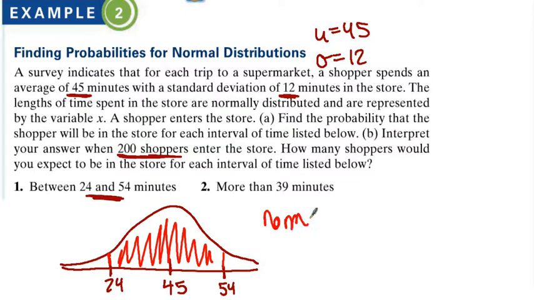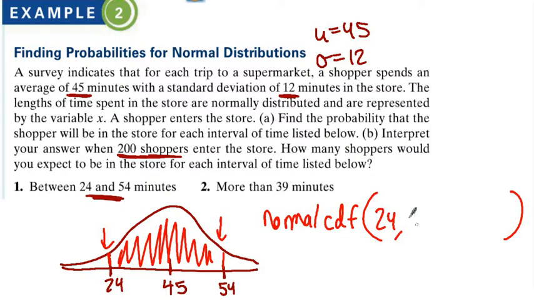So let's go to normal CDF, and we will put in our lower boundary, which will be 24. Our upper boundary is going to be 54. Remember, we don't want to put 0 and 1 for these anymore, because that's when we're using z-scores. If we were using z-scores, that wouldn't be a 45, that would be a 0. But for now, we're not using z-scores, so I'm going to put the average time there. And remember, our sigma is 12, so that's going to be sigma right there.